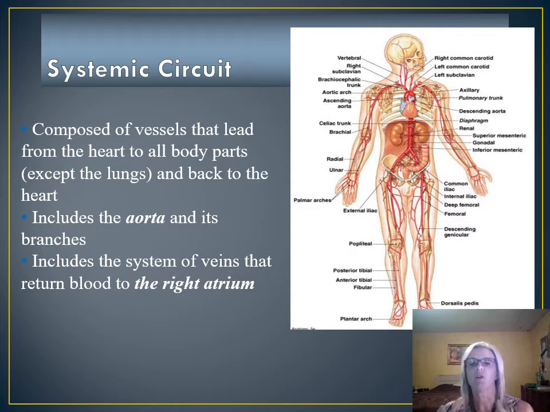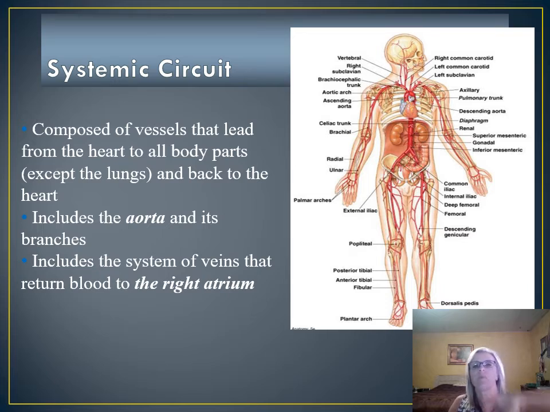Oxygenated blood flows from the left atrium to the left ventricle. Contraction of the left ventricle forces the blood into the systemic circuit, the aorta and its branches. These carry blood to all the body tissues, and a system of veins returns it to the right atrium. The aorta is actually the largest diameter artery in the body.